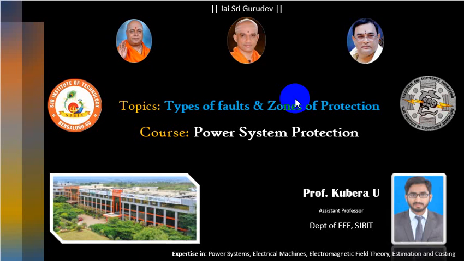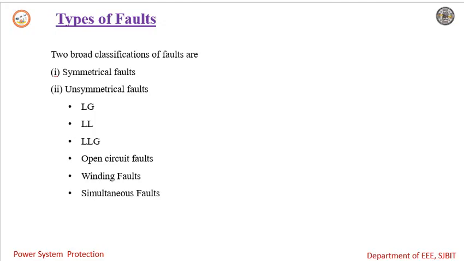In this lecture, I will discuss types of faults and zones of protection. First, we shall see the types of faults. So, let us first understand what a fault is. Fault means any abnormal condition that occurs in the power system, we treat as a fault.